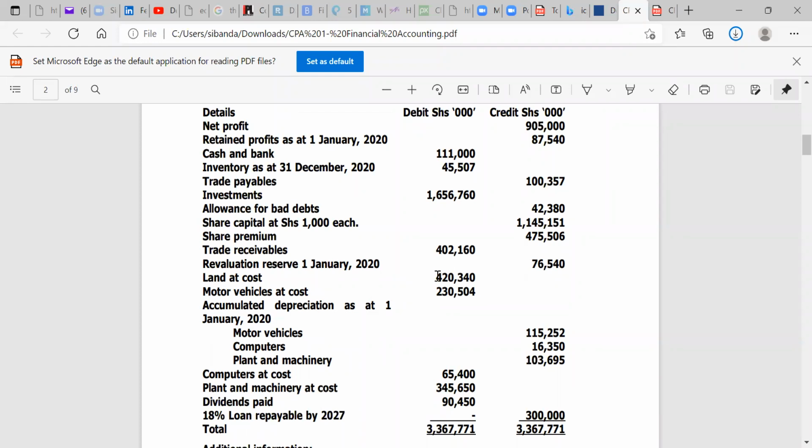So they gave us the cost, and that is the value we shall have. Then we have motor vehicle at cost, as we can see, it is 2030 504. So they told us that accumulated depreciation as at 1st January 2020 for motor vehicle, because motor vehicles depreciate, is 115,252. So because motor vehicles depreciate, this 115,252 is the depreciation for this asset for the previous years, because they have said this is the actual depreciation as at 1st January 2020.